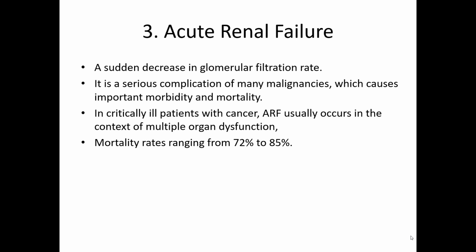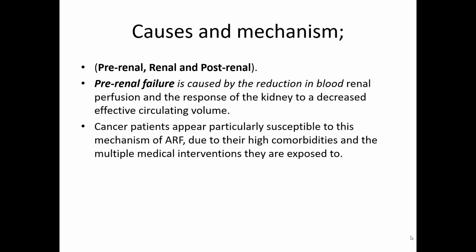In critically ill patients with cancer, acute renal shutdown or renal failure usually occurs in the context of multiple organ dysfunctions. The patient is also susceptible to this type of renal failure. Mortality rate is high. The mechanism is caused by reduction in renal blood perfusion and a response of the kidney to a decreased effective circulating volume. Cancer patients appear particularly susceptible to this mechanism due to their high comorbidity and the multiple medical interventions to which they are exposed. A lot of toxic drugs are at the same time essential for treating malignancy, but they have this sequela.